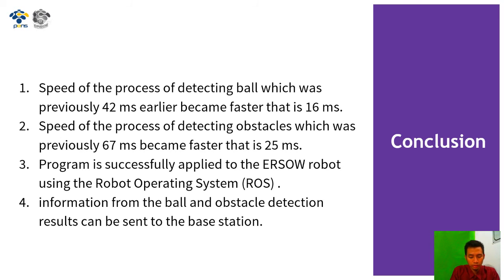So the conclusion is, based on the results of tests and analysis that have been done, it can be concluded that the speed of the ball detection process, which was previously 42 milliseconds, became faster, 17 or 16 milliseconds. And the speed of obstacle detection, which was previously 67 milliseconds, became faster, that is 25 or 23 milliseconds as we can see before. And the program is successfully applied in the ERSOW robot using Robot Operating System, and information from the ball and obstacle detection can be sent to the base station.